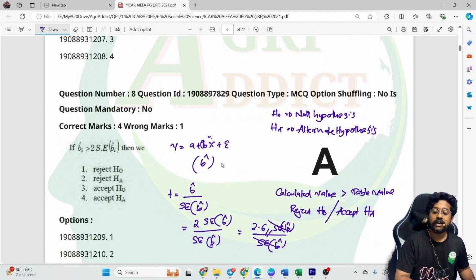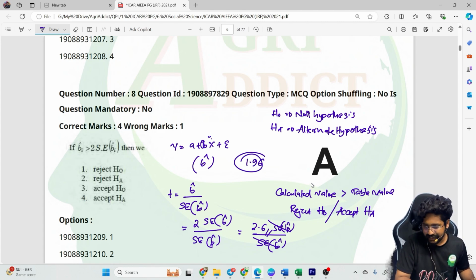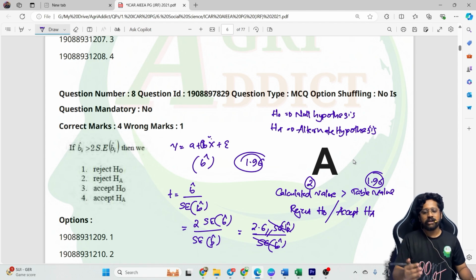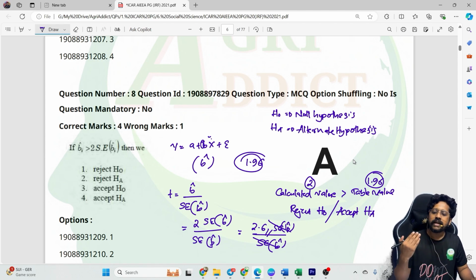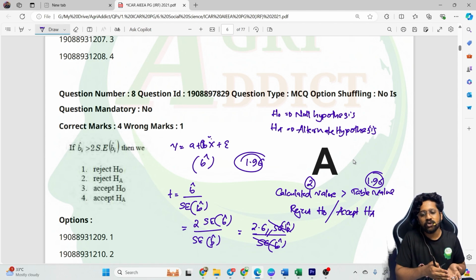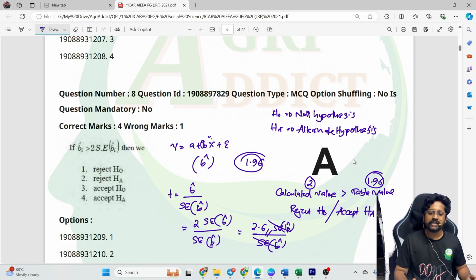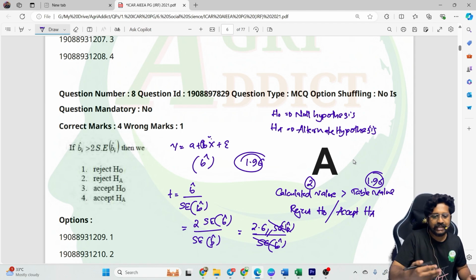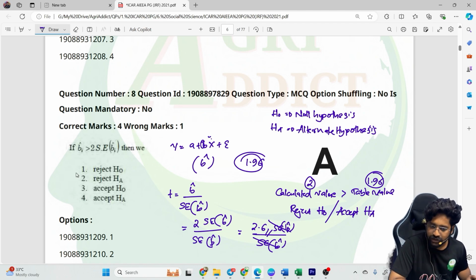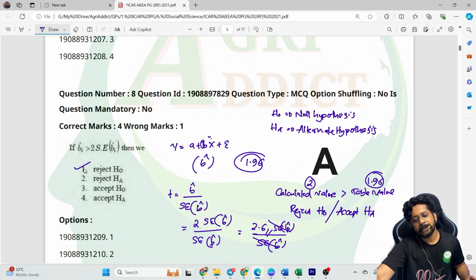According to the rules, for a 95% confidence interval, the standard t statistics table value that we take is 1.96, and the calculated value that we have already got is greater than 2. And what is the table value? That is 1.96. So anyway, we know that the calculated value will be greater than 2, and obviously it will be greater than the table value, right? So therefore we can finally conclude that the calculated value will be greater than the table value. So we have to reject the null hypothesis or accept the alternate hypothesis. So the first thing that we are going to do is the rejection of the null hypothesis. So the first answer will be the correct answer.